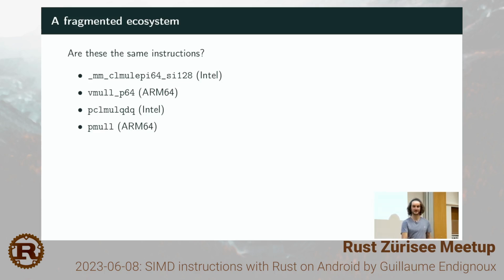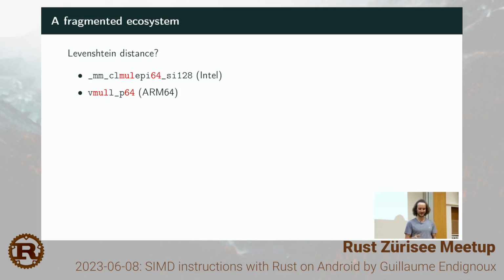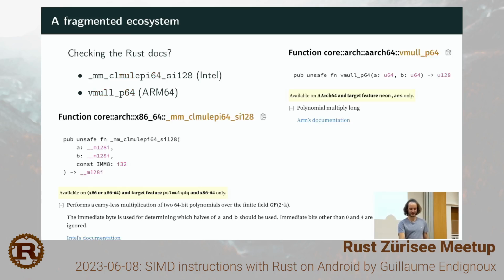So in practice, how does it work? Maybe you can try to compare the names. Okay, a few bits are matching, but it doesn't say much. Maybe you can check the Rust documentation. So, there are dozens or even hundreds of intrinsics listed for each architecture. So you have to read all of them.